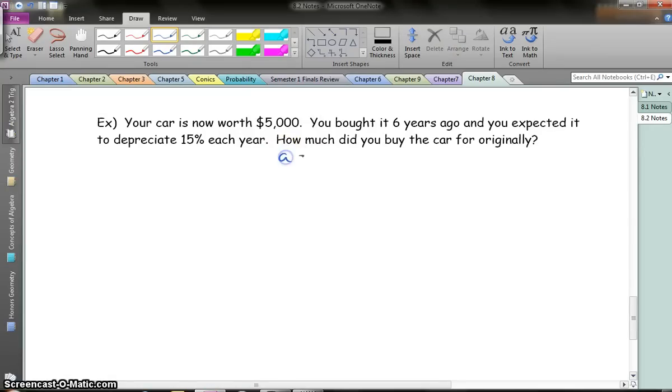So they actually want to know what A equals. What was the initial amount you paid? If now it's worth $5,000, we're looking for A. It depreciated 15% each year, so 1 minus 0.15, and it was 6 years ago, so my time is 6. So they want us to solve this equation for A. So 1 minus 0.15 is 0.85 to the 6th power. Put that in your calculator, 0.85 to the 6th power.